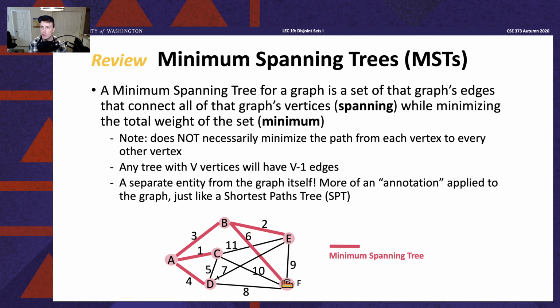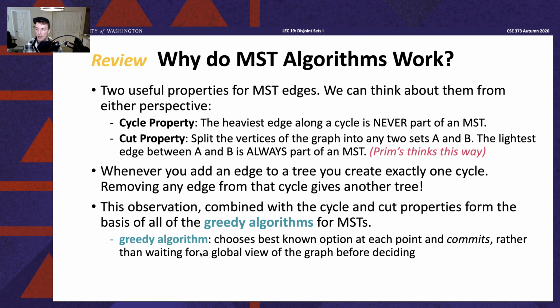If you have a graph with V vertices, then a tree that connects them all will have V minus 1 edges. And do note that this is a separate entity from the graph itself. We still have this underlying graph with all of those edges. We're choosing a subset of the edges to highlight or annotate as this minimum spanning tree, kind of like that shortest path tree that we did with Dijkstra's. So that's the context.